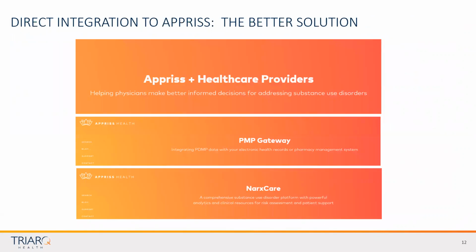The two reports available through the direct integration are the PMP Gateway, which is the basic report, and then the NarxCare report. That was another drawback from the first solution: the NarxCare report was not yet available. That may have changed, but in the beginning it was not available.